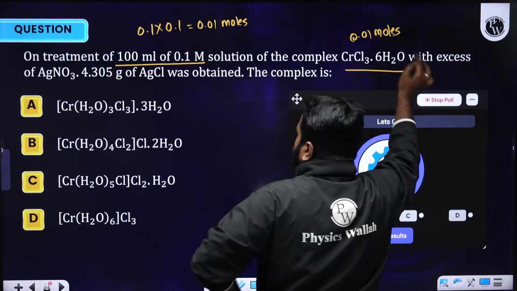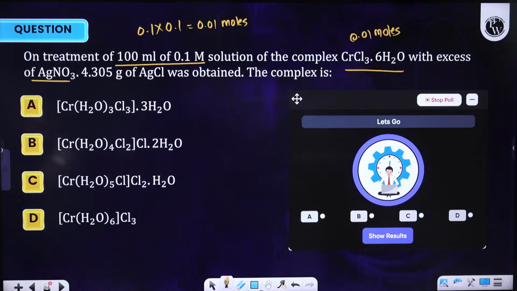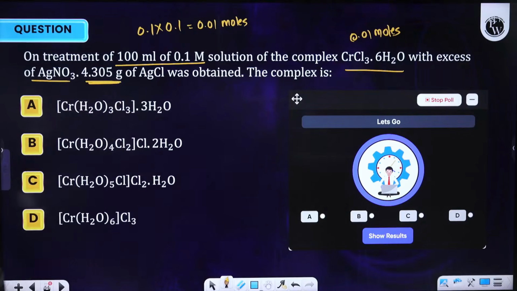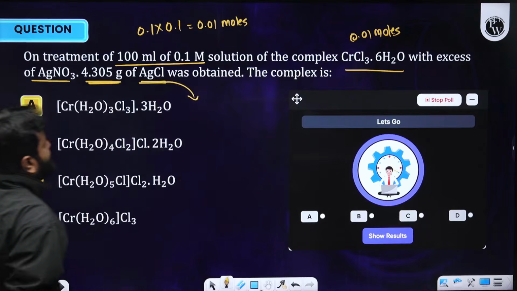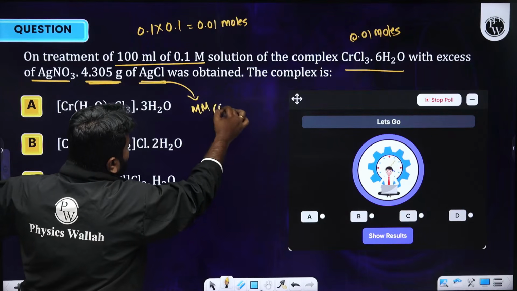I am treating this with excess of AgNO3. Remember, they are treating this with excess of AgNO3. But how many grams of AgCl was obtained? 4.305 gram of AgCl was obtained. Now the question is all about what is the following complex? Yes, very good question. Now, what will be the AgCl molecular weight? AgCl is 108 plus 35.5, so 143.5 molar mass of AgCl.